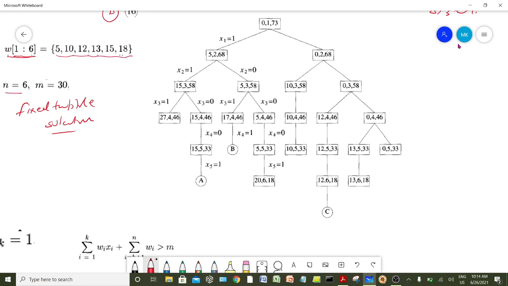So n is equal to 6, and m means the elements are to be summed up only up to 30. Means we need to generate the subsets such that the sum of the elements of that subset is exactly equal to 30. Fine. So this is going to be the problem statement for this instance. And now assume that all the elements are sorted in non-decreasing order. Fine. So they are all in non-decreasing order.